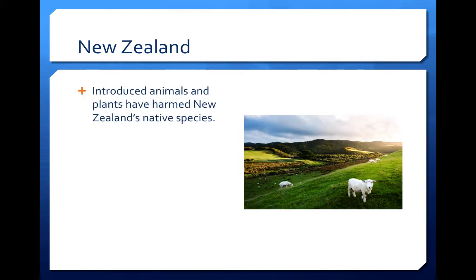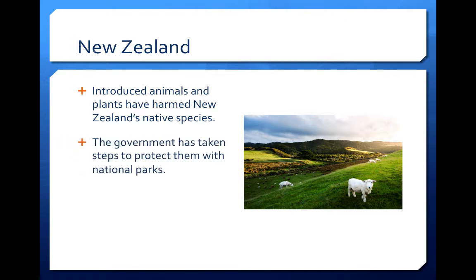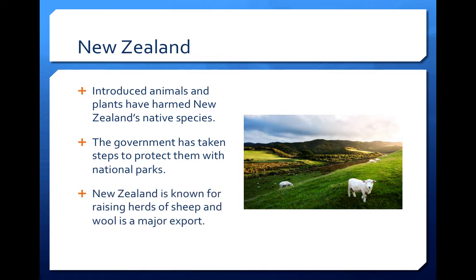Introduced animals and plants have harmed New Zealand's native species. The government has taken steps to protect them with national parks. New Zealand is known for raising herds of sheep, and wool is a major export.